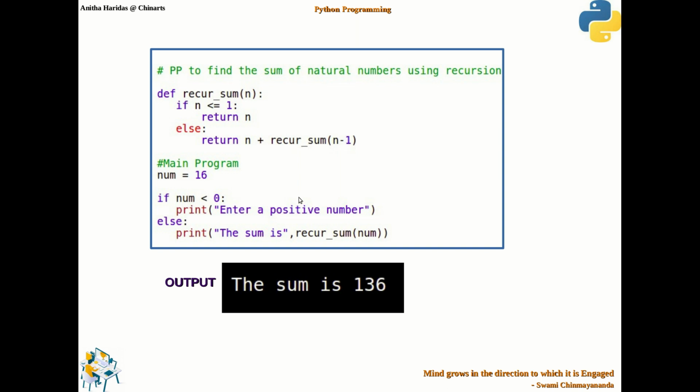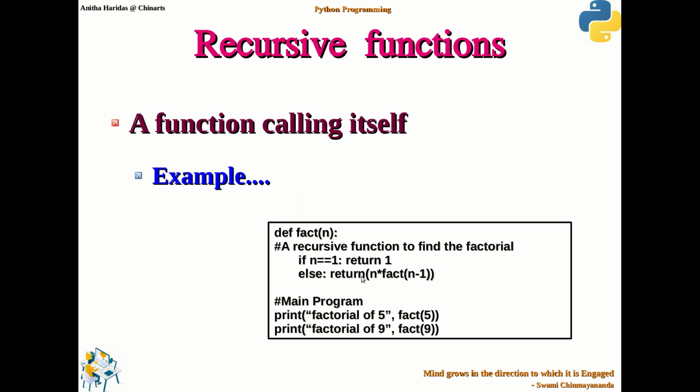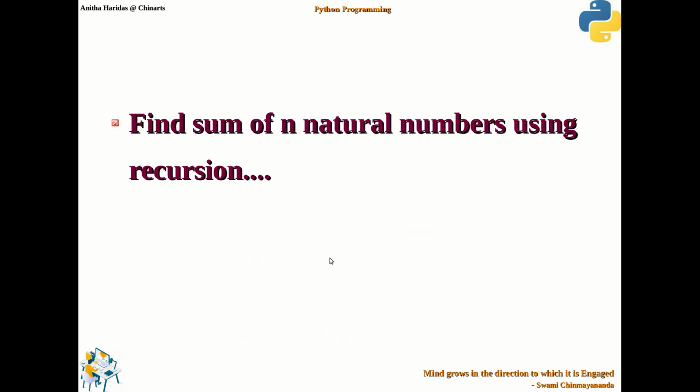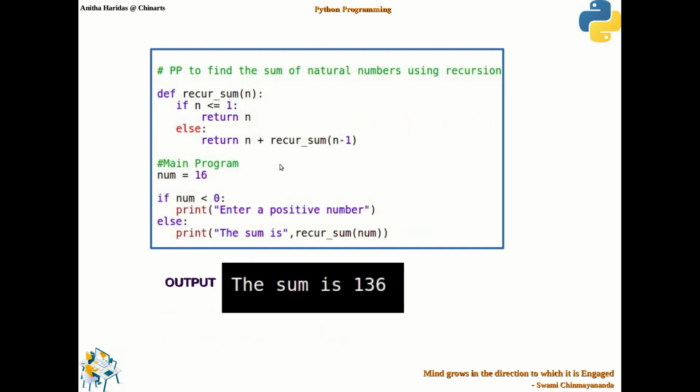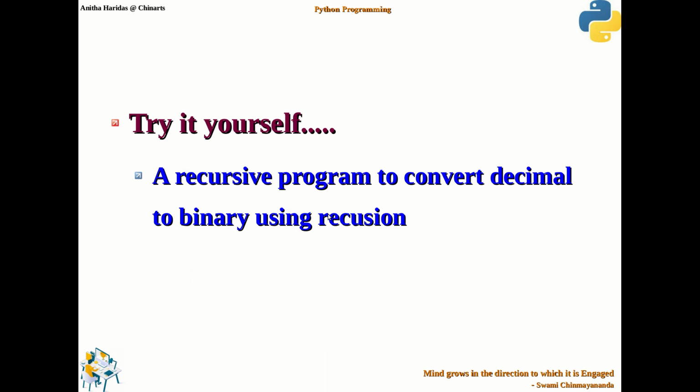It is very much similar to your factorial program. So in the factorial program we are multiplying it, whereas here we are going to find the sum of the natural numbers. Okay, so this will be the output for this particular program.